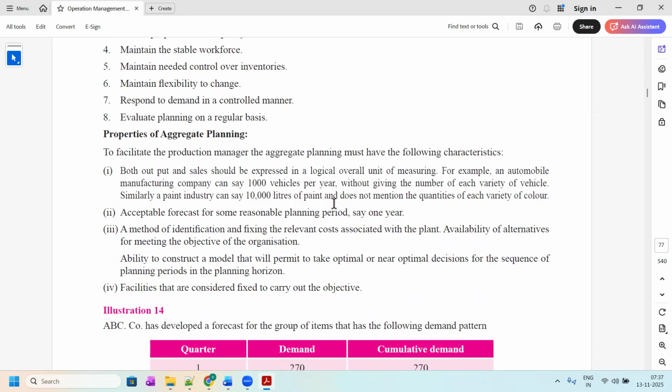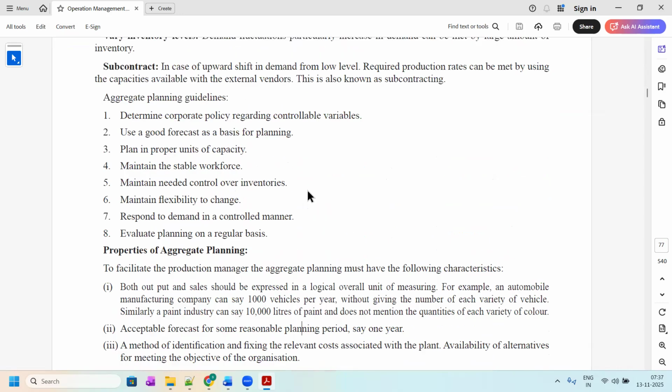So Adisha, can you summarize what we have discussed with regard to the properties of aggregate planning, or what aggregate planning is all about?